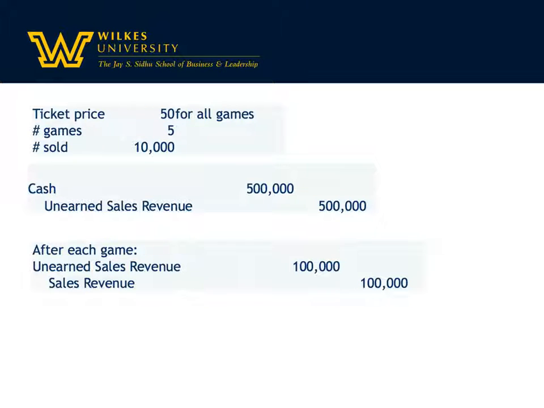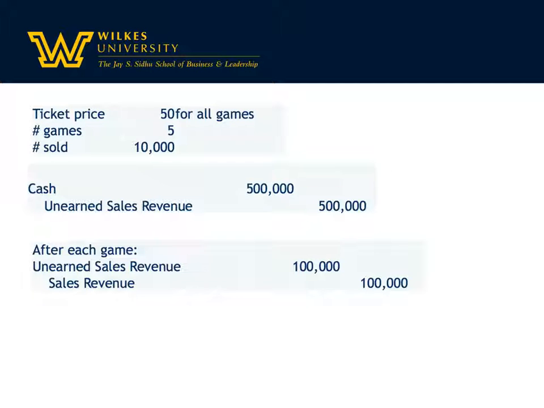By the time the 5th game is played, we no longer have unearned sales revenue, but we no longer owe anybody tickets or seats. We have collected all the cash and earned all the income. So our cash has been reported because that was received first, and after each game we've earned our revenue.